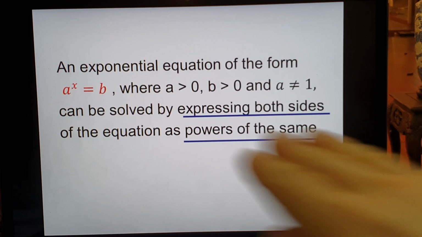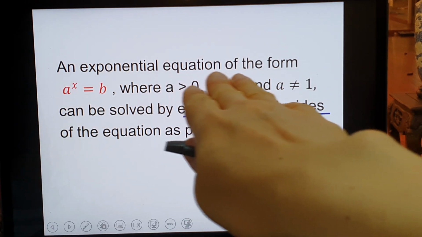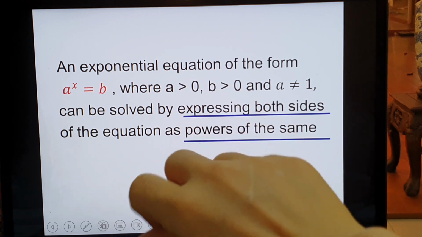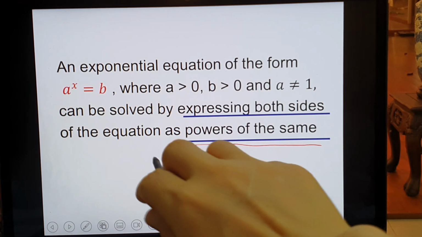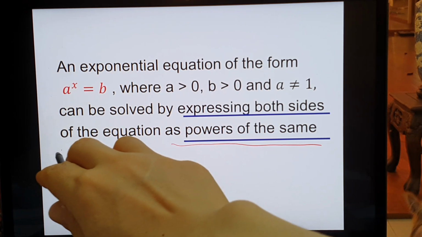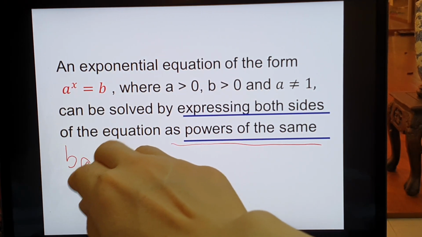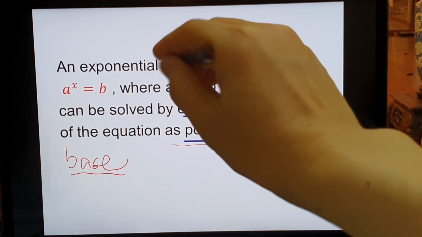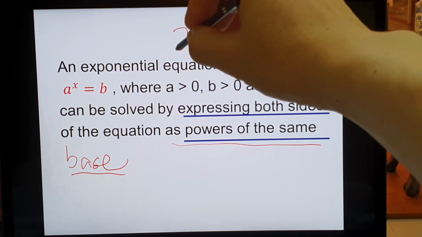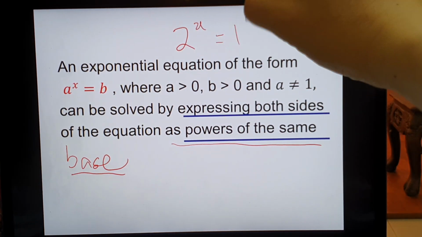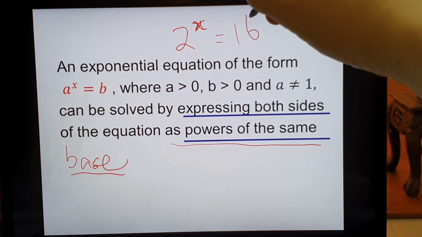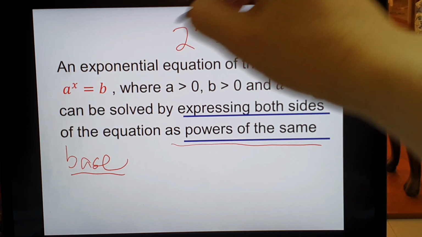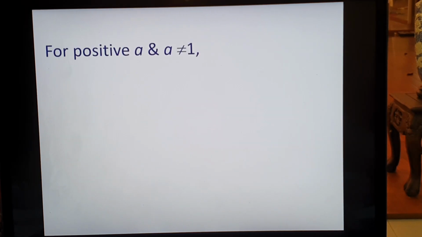Okay, this one: an exponential equation of the form can be solved by expressing both sides as powers of the same base. Okay, the missing word here is base. That means what they are trying to say is, 2 to the power x equals, let's say, 16, right? How do you solve this? Change this to 2 to the power 4. Then of course x equals 4. Okay, we have done this question before.